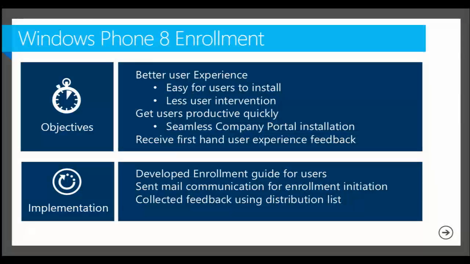So let's see what our primary objectives were, how we implemented them, and what key benefits we achieved. As with any enterprise network, one of the primary objectives was easy user installation. We want users to enroll their devices easily, without entering much information during enrollment, so they don't have to type in a URL or a server name to go through the enrollment process. One other key objective was to seamlessly install the company portal after the enrollment.